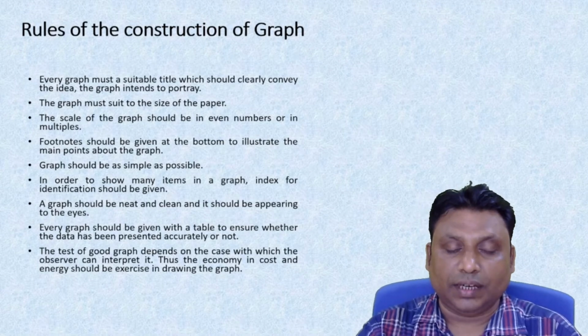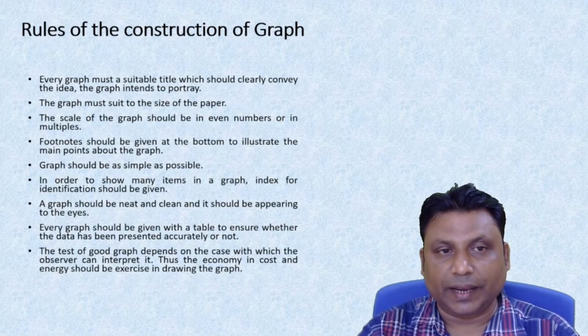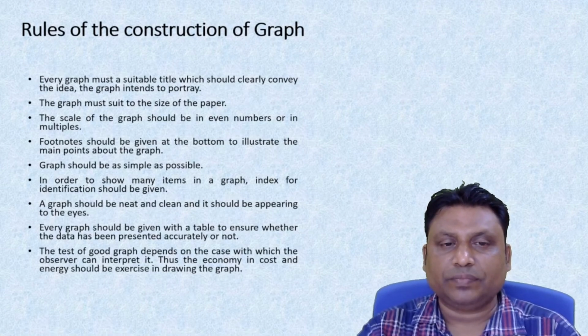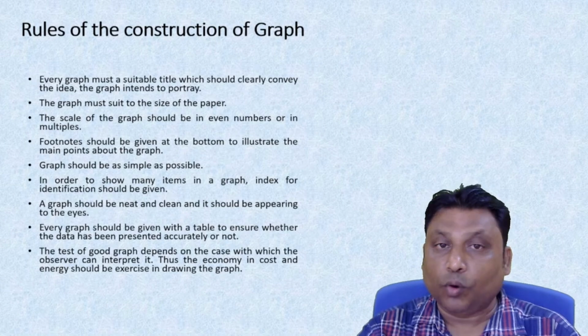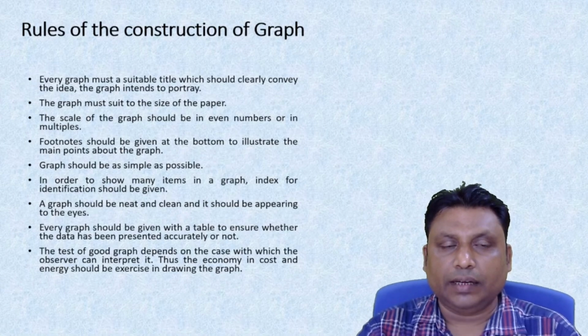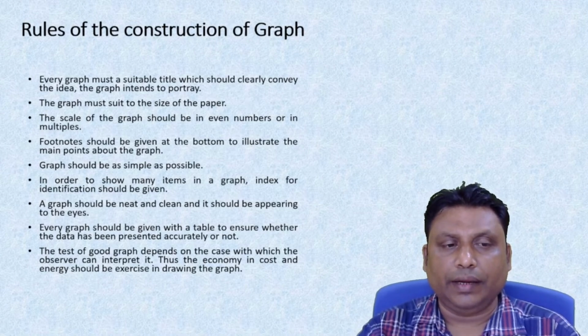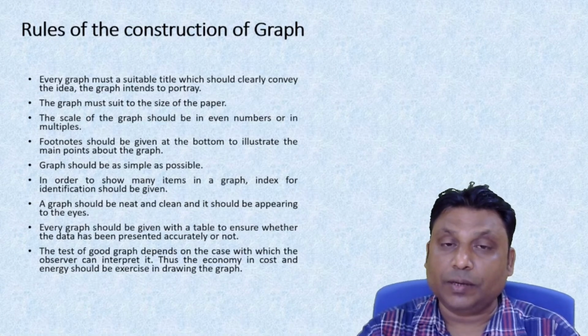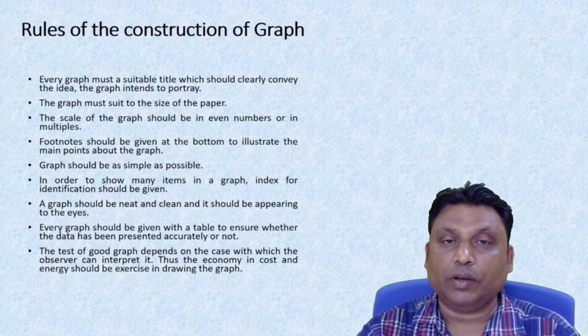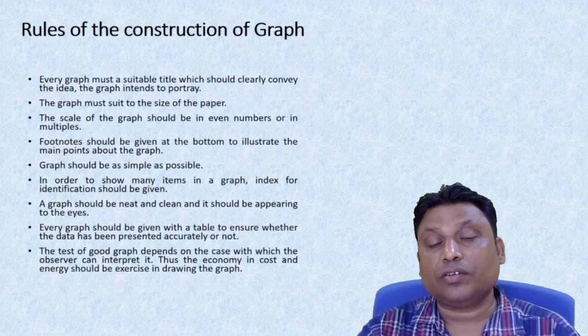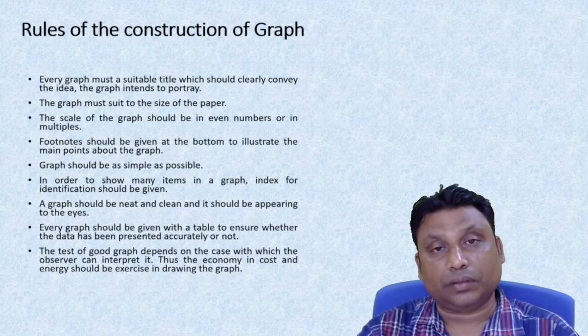So the entire construction of the graph is that it should be clear, it should be as per the size of the paper, the footnotes should be given, and it should be as simple as possible. Don't go for many items in the graph. If you give many items, they should be mentioned below the graph. So this is the construction of the graph. Now it will be easily understood by the expert.